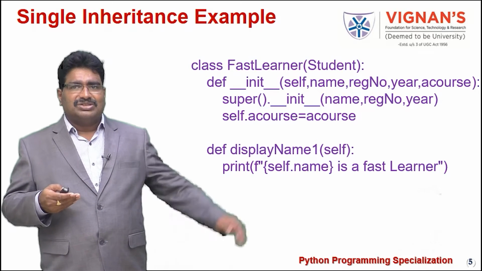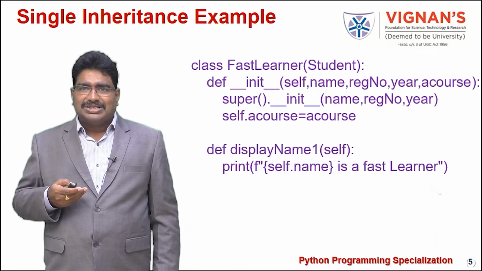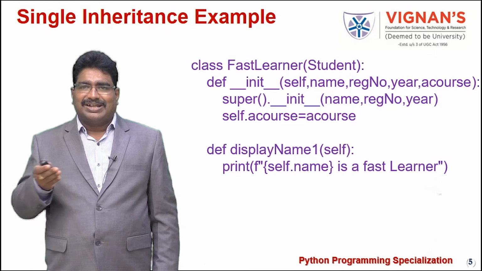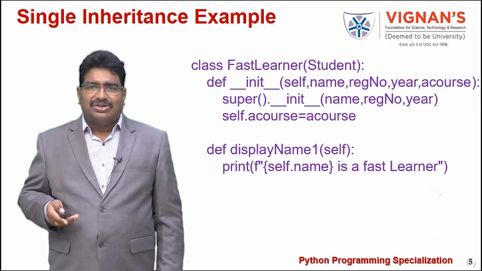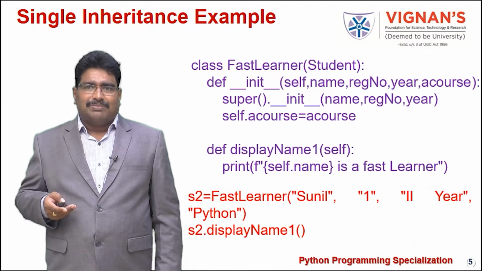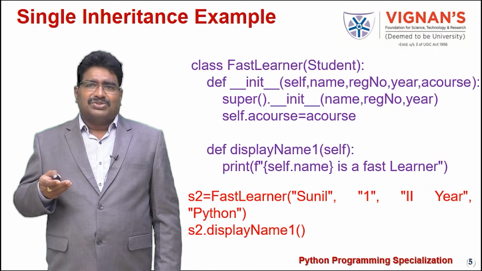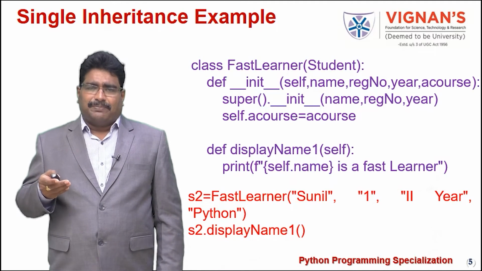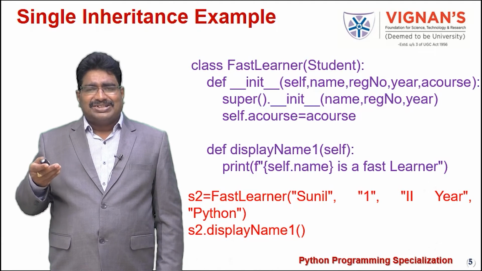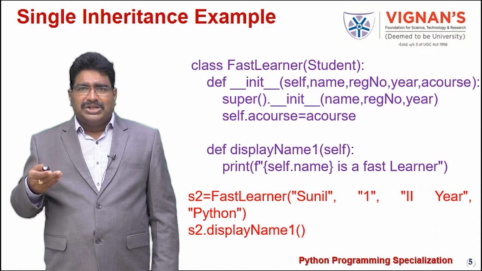For that reason, here display_name1 is a method defined, and using the print command, it simply displays the name of the student followed by "is a FastLearner", that is, the string constant is concatenated with the name of the student. Now we discuss with one example how to create an object of the FastLearner. Here we take the parameters: Sunil is the name of the student, and 1 is representing the registration number of the student, and similarly the second year is representing which year the student is studying. Sunil is studying in the second year, and he is interested in the additional course he wants to learn, which is Python. So automatically S2 is an object of the FastLearner.